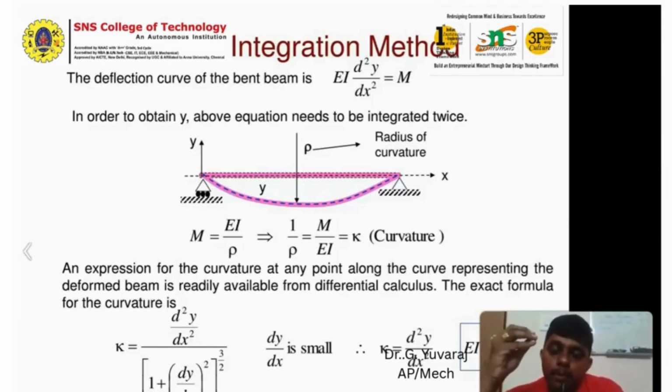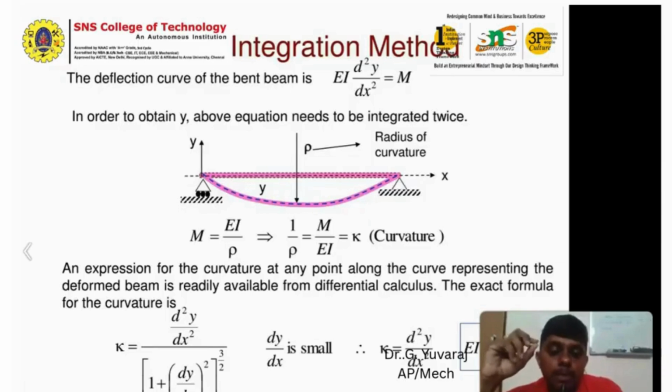Here the bending moment M = E I, where E represents the Young's modulus and I represents the moment of inertia. And 1/ρ is also called the curvature. It is about the radius of curvature.